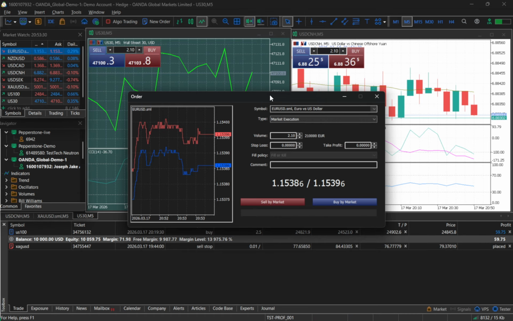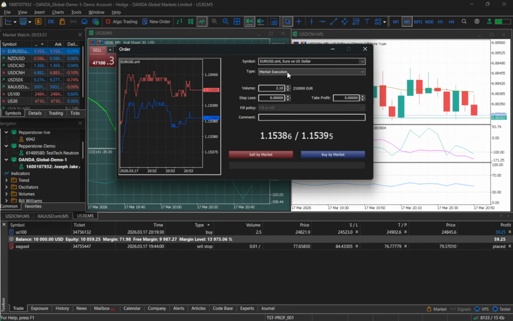Decide whether you want to buy or sell based on your analysis. Enter your trade size in units or lots, then place the trade. That's all you need to do. The platform automatically allocates the required margin. There's no separate switch or special order type to enable it.